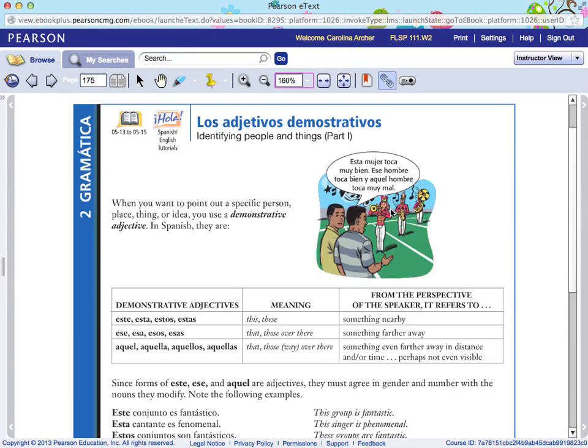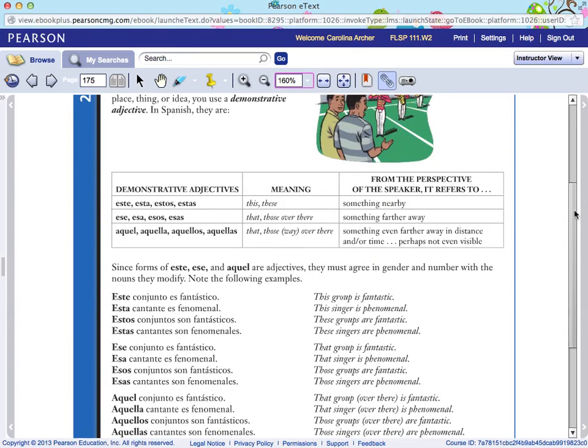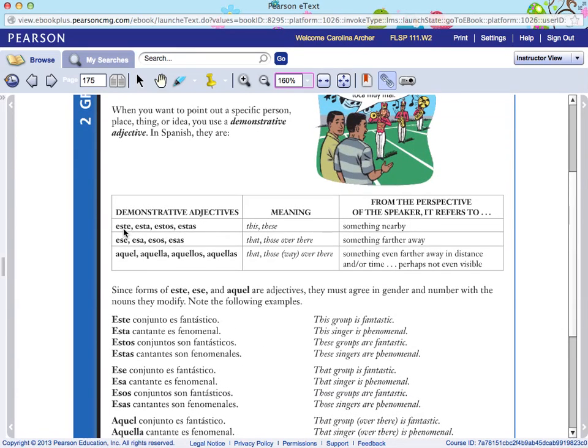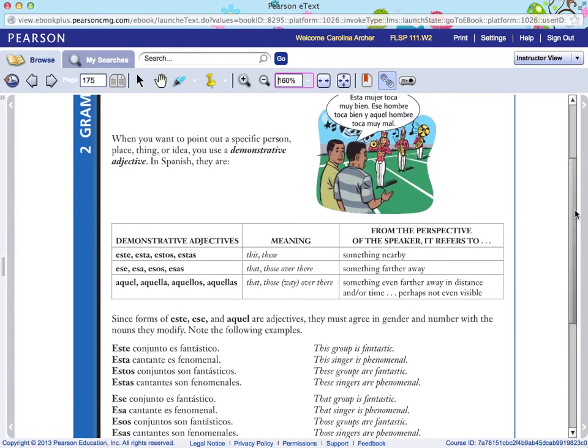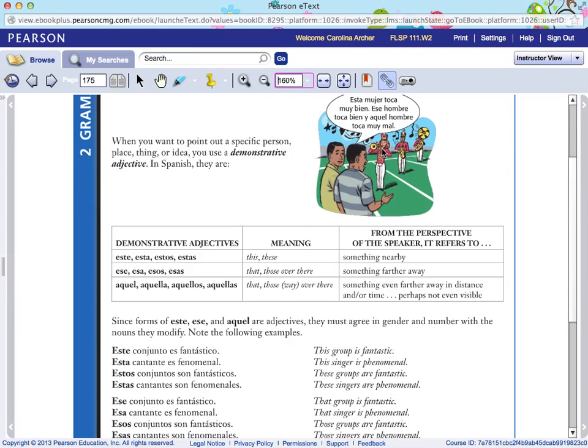Farther away. So, the demonstrative adjectives are este, esta, estos, estas, okay? And you can see here that we have masculine singular, feminine singular, masculine plural, feminine plural. And it means this, singular, or these, the ones that are something that is nearby, okay? From the perspective of the speaker, it refers to something that is nearby. So he says, esta mujer, because it's nearby.